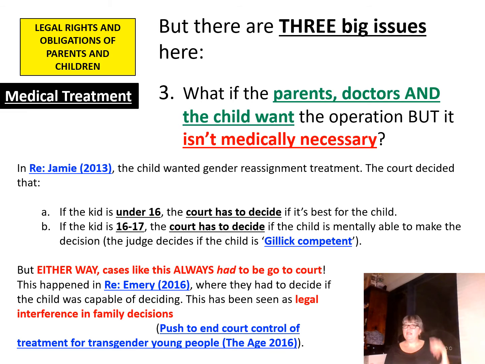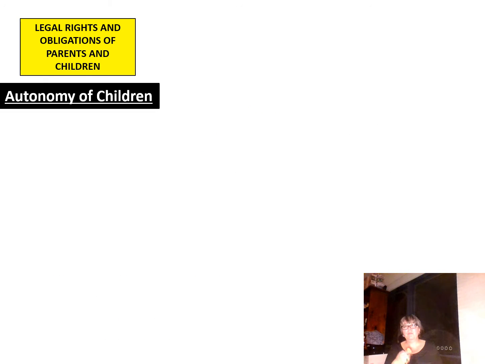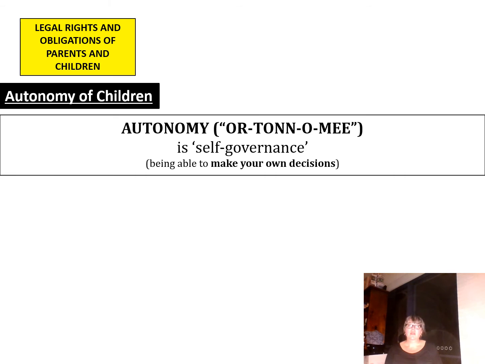This kind of plays a little bit into the next one, which is autonomy. Autonomy of children. If you don't know how to say it, it's autonomy. It means self-governance, being able to make your own decision.